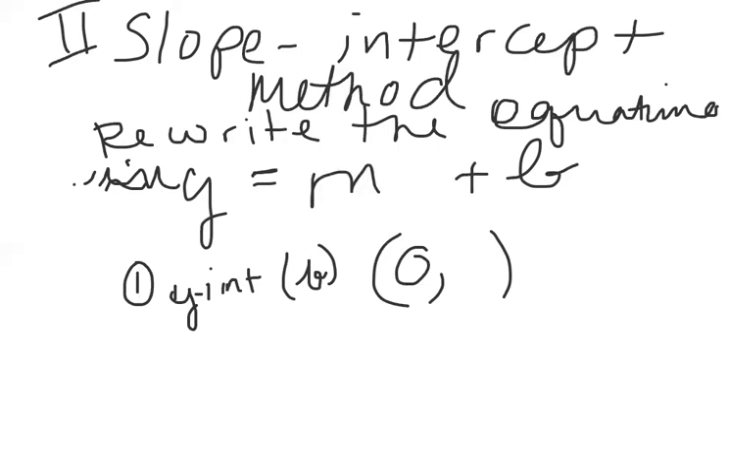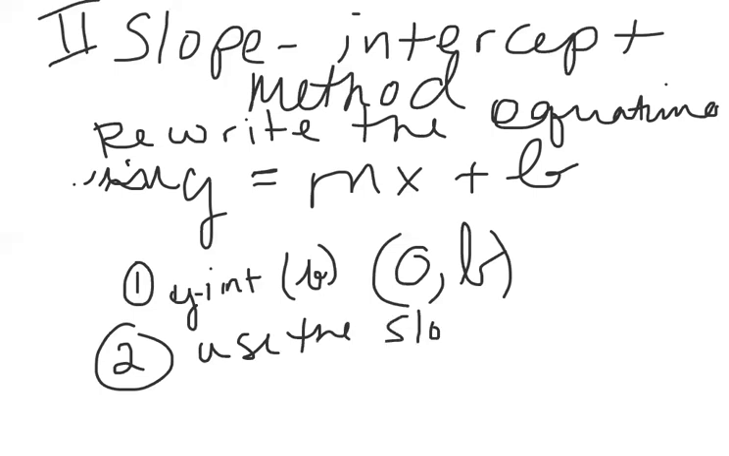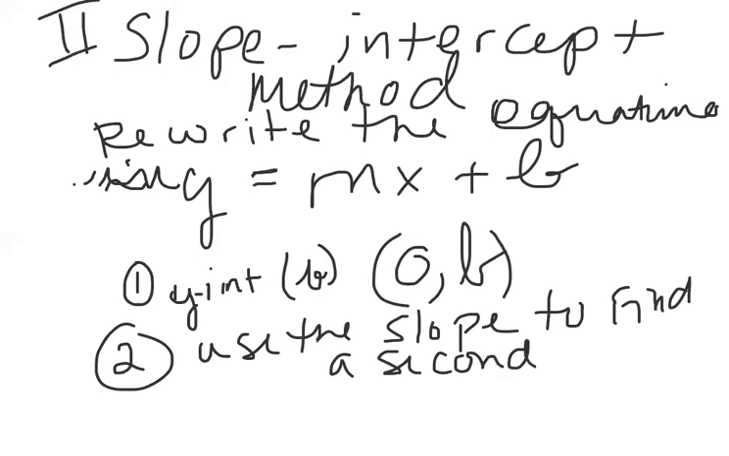So let me go ahead and plug that back in there. So (0, b) would represent your y-intercept. Now, this would be your first point. You need a second point. Now you're going to use the slope to sketch a second point, to find a second point.